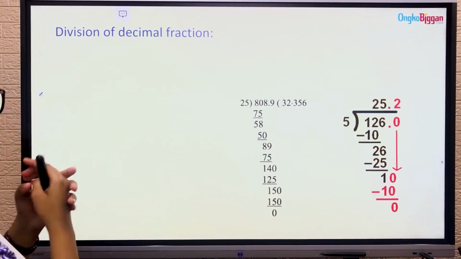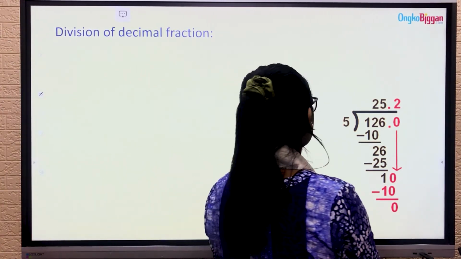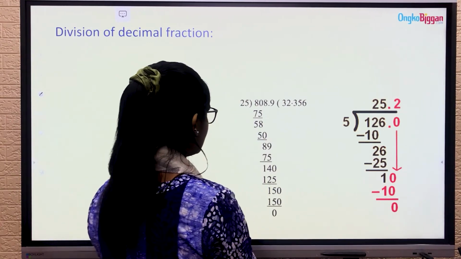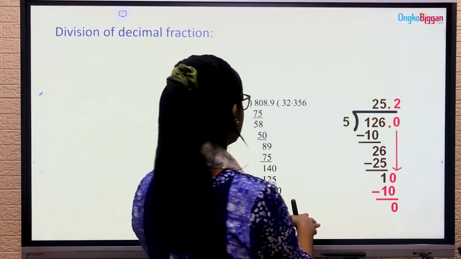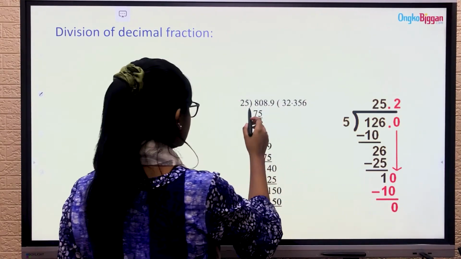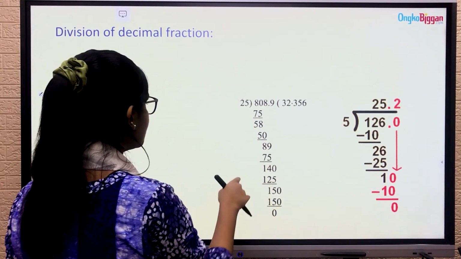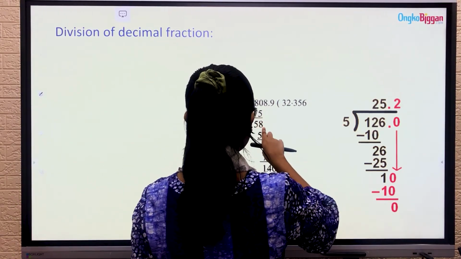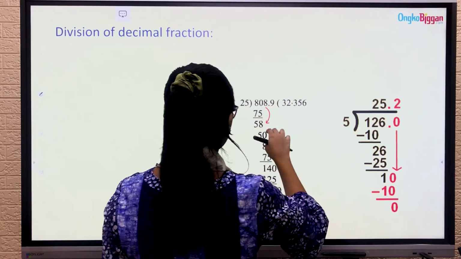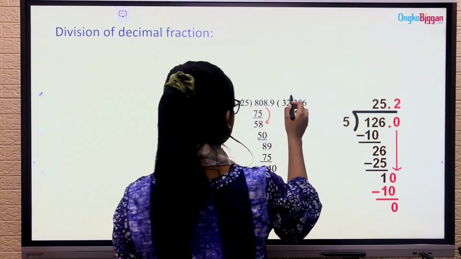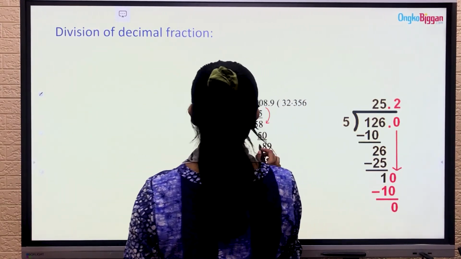Okay, division of decimal fractions. So it's also very easy. So firstly what we will do, we will just keep the whole number as it is, like we will divide as it is. So here we have just multiplied, like 25 into 3 we get 75. Then we have put 58, like by bringing this number back. So 58, then again we have multiplied by 2, so we get 50, so 8.